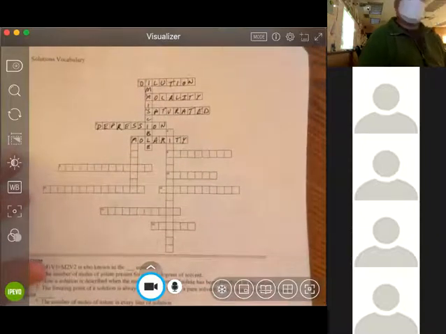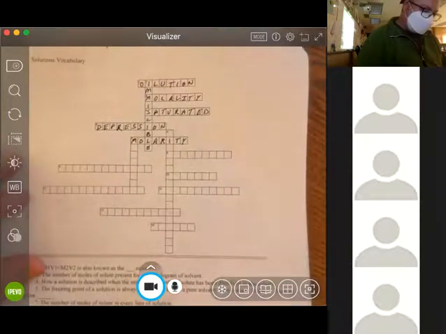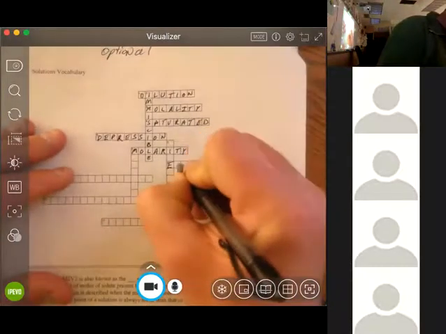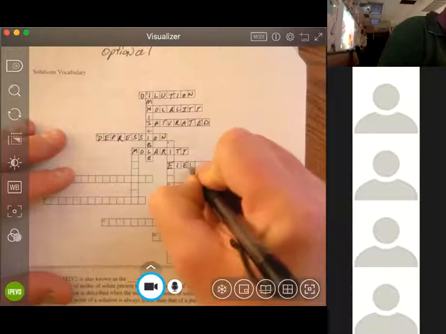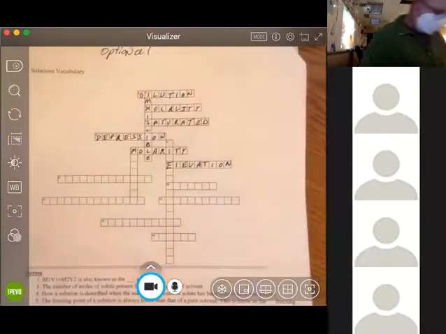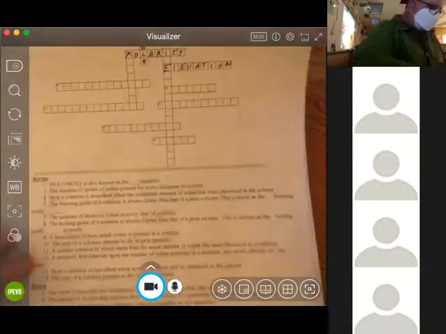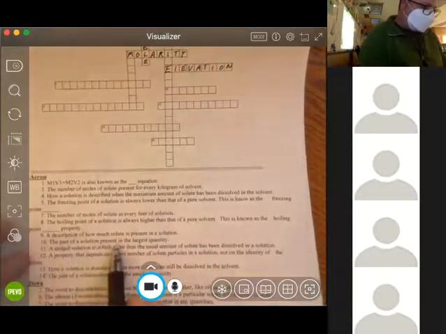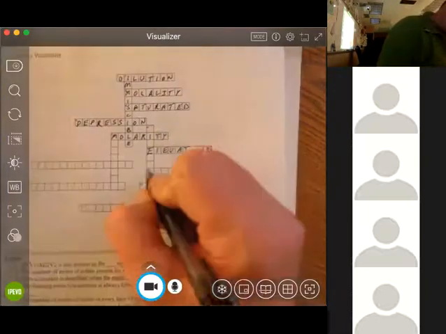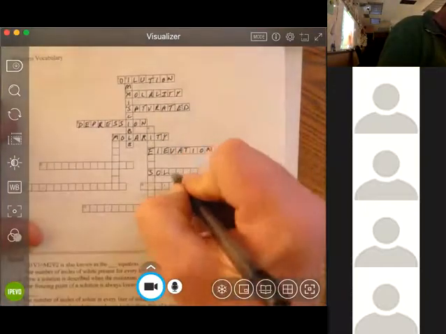The boiling point of a solution is always higher than the pure solvent. This is known as boiling point elevation. About 10 across. The part of a solution that is present in largest quantity, or what does the dissolving, that is known as the solvent.